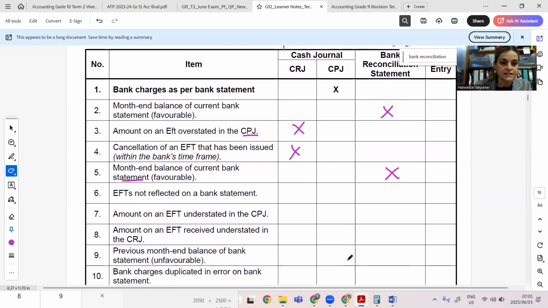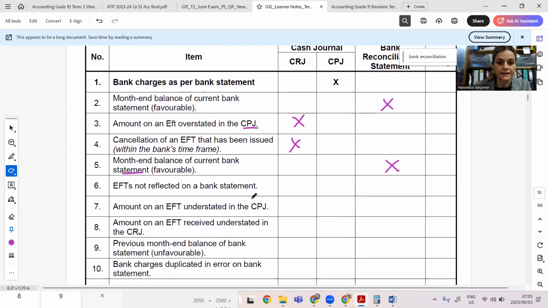Then EFTs not reflected on the bank statement. So it's nothing about an error that you made. That's not why it's not reflecting on your bank statement. The only issue here is that you have now recorded the EFT, but it's not reflecting on your bank statement yet. So it could be that this wasn't within the bank's time frame. So in other words, you made this EFT payment on the 31st of May. And then by the 31st of May on your bank statement, it had not yet reflected because there's a time delay.